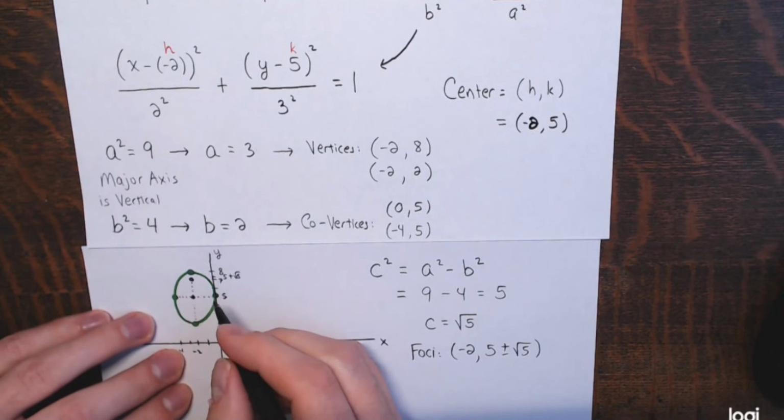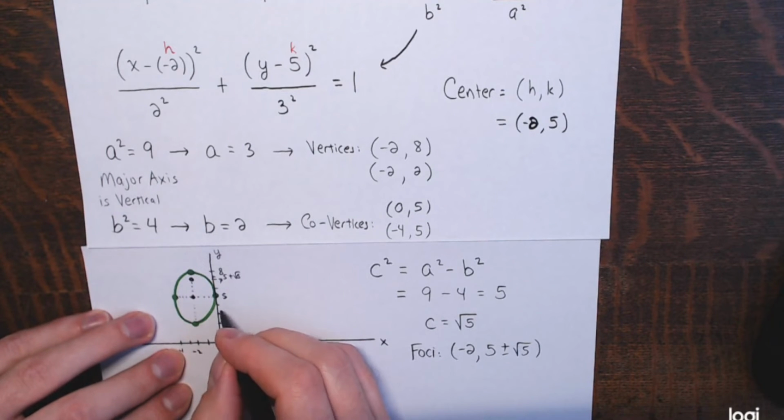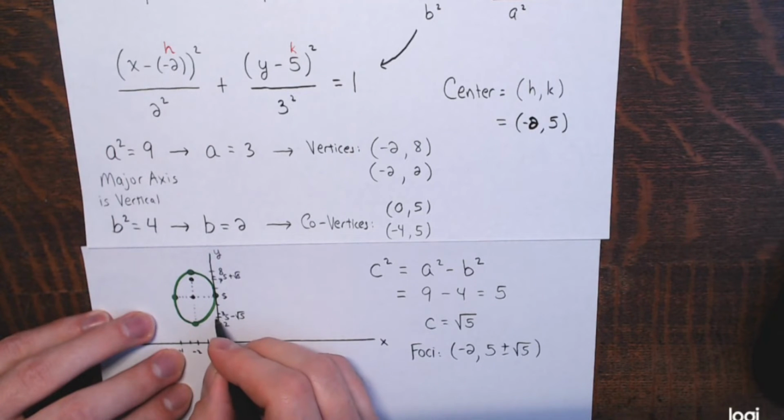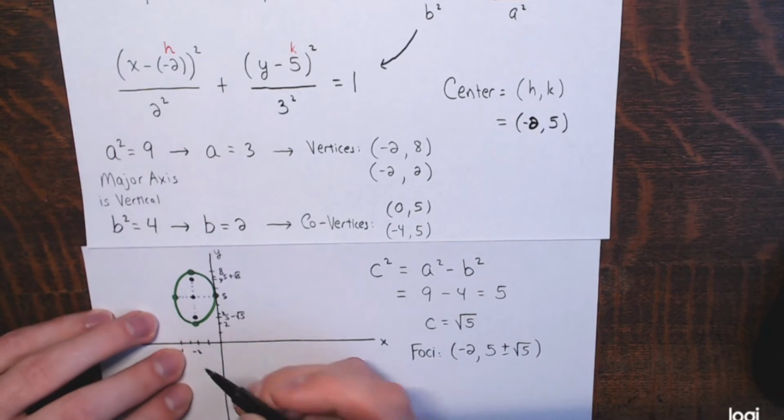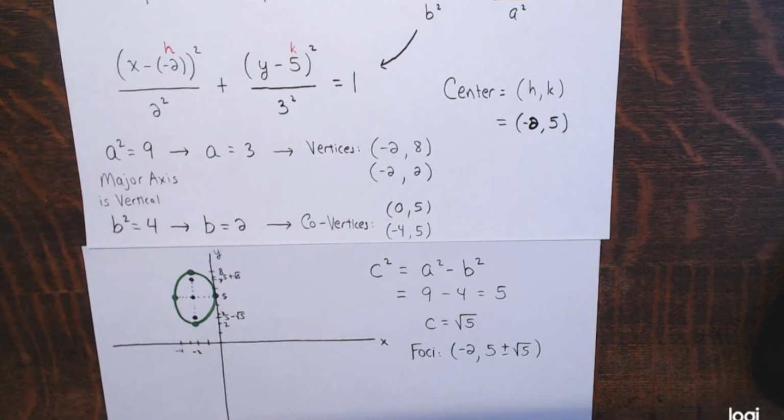And then if I go 5 minus the square root of 5, I'm down between 2 and 3 units. That's between 2 and 3 here. On the y-axis, there's 5 minus the square root of 5. And that's another focus, right? The two foci should be on the major axis. And they're not solutions, right? Just like the center, the foci are not solutions.